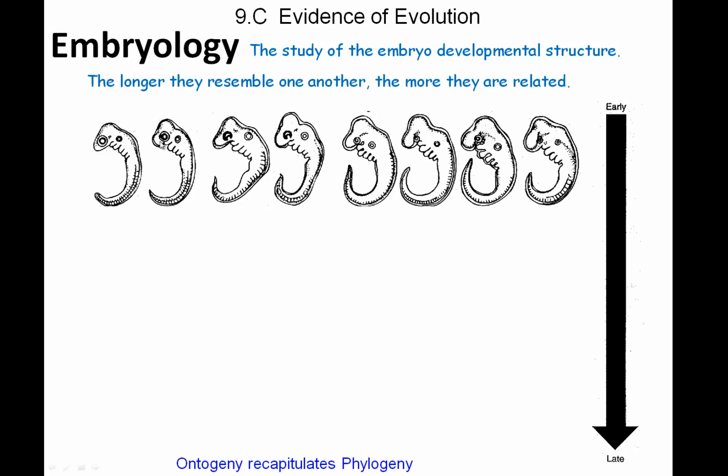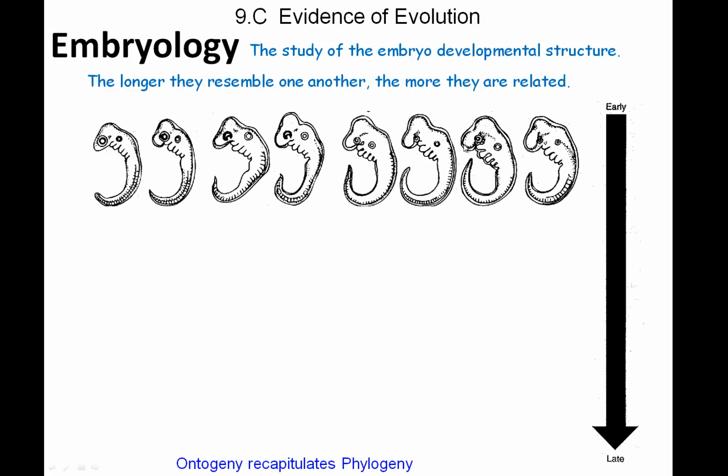If you take a look at these, it's kind of hard to tell which one's which, but they look very similar. They all have gills, they all have tails, they have this bulbous head, they have an eye spot. Not exactly sure what that is, but they've all got it, and they all have skin around them. So they all look very similar to each other, but it looks like the ones at this end are more similar to the ones at this end.